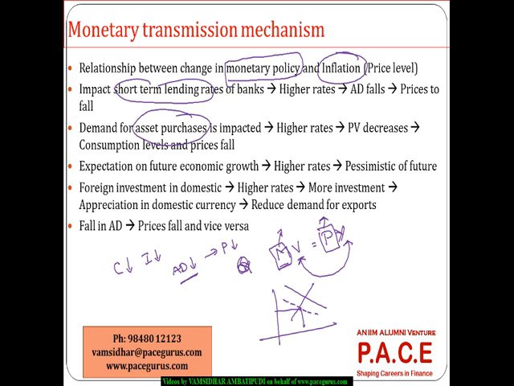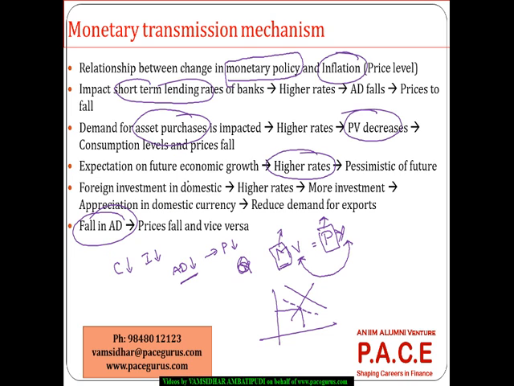Similarly, with respect to assets, if the interest rates are going up, the present value of the future benefit that the asset is going to provide is going to go down, which means the prices have to fall. Similarly, there could be an impact on future economic growth. The current higher interest rates could create a pessimistic view of the future. The businesses may not be able to grow or expand in future, so the prices have to fall.